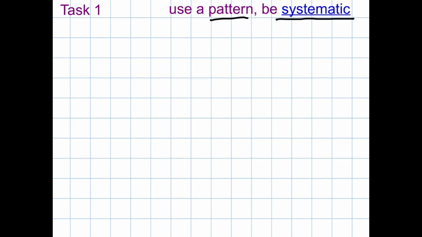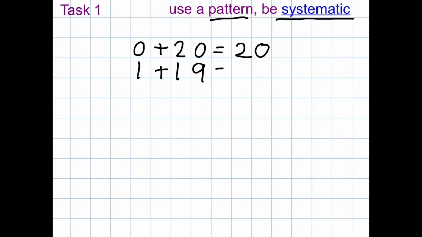So if you start with a zero, what are you going to add to zero to get to 20? You're going to need all of them. So 0 add 20 equals 20. Then just like we did with the Lego blocks, we could have 1 and 19 equals 20. Now, if you did manage to find 20 things, you could actually do this with the things.